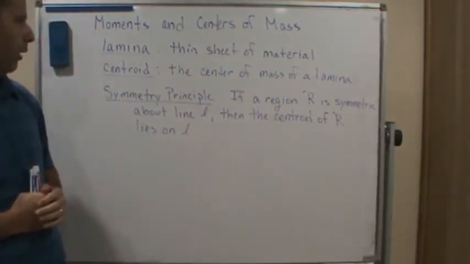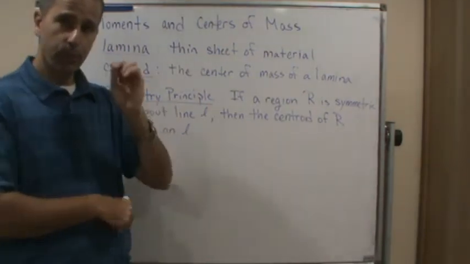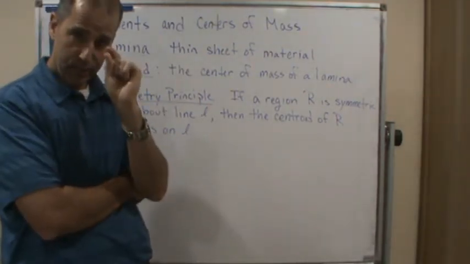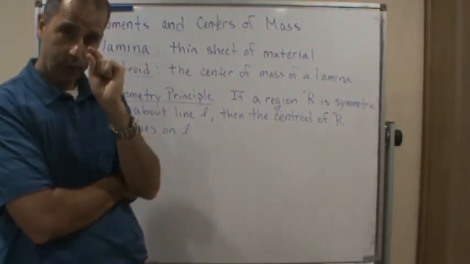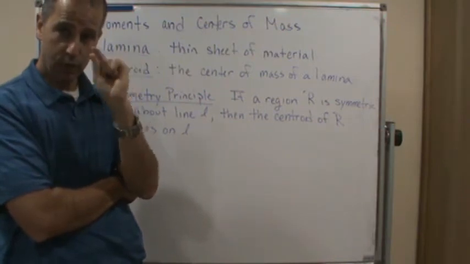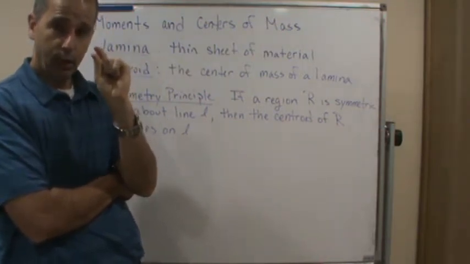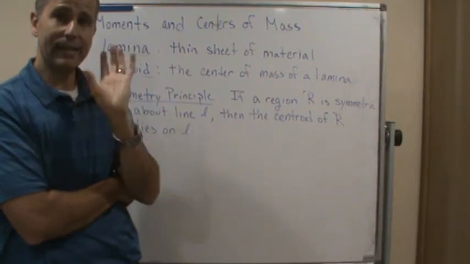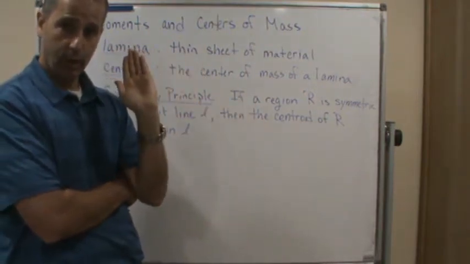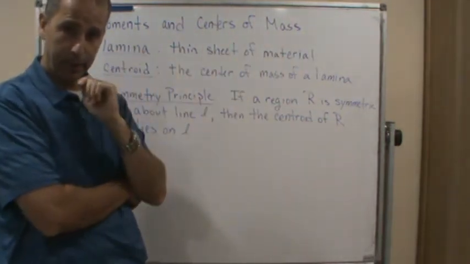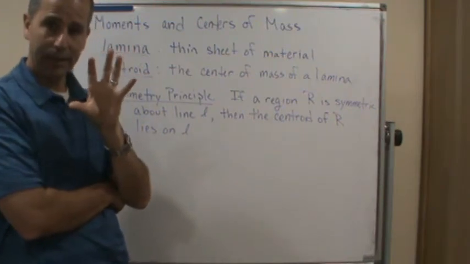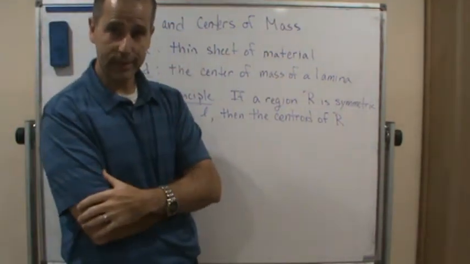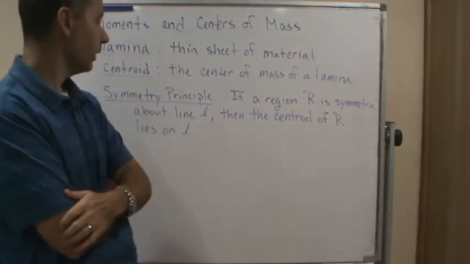Now, we're also going to assume that this lamina is thin enough to treat in a two-dimensional scenario, and that the density is uniform across the lamina. Again, we're going to make that assumption that we have uniform density in the material.